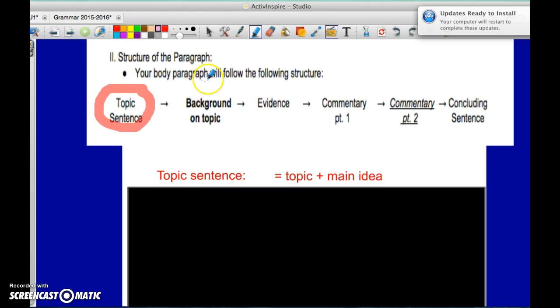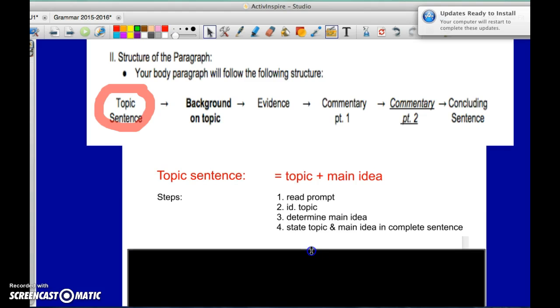Okay, so the structure of this paragraph is the following. It has a topic sentence, like all good expository paragraphs, background on the topic, evidence, commentary part 1, commentary part 2, and a concluding sentence. We know that topic sentences are important because they're first and they state what your paragraph is going to be about. So it introduces the topic and the main idea.